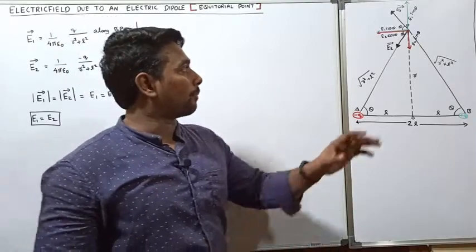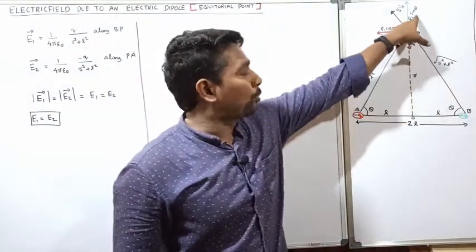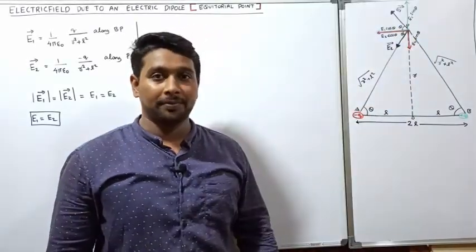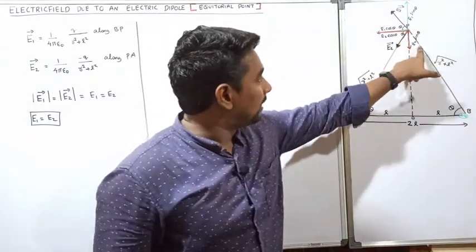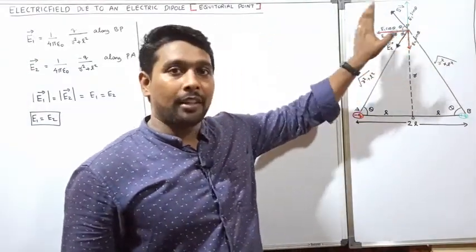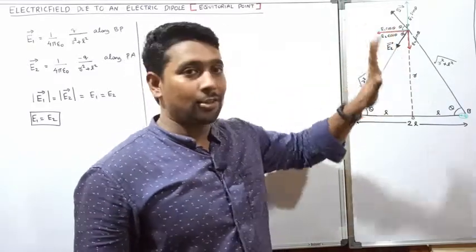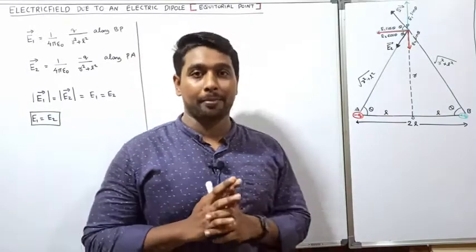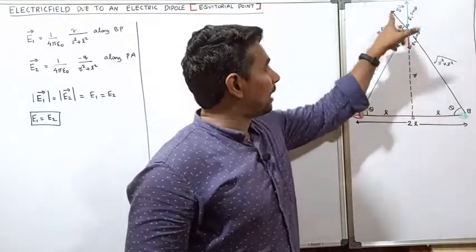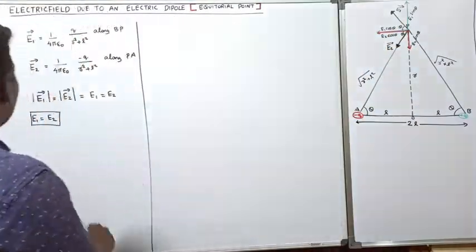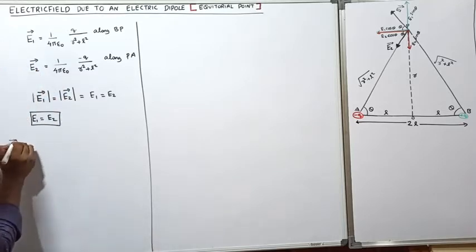Look at the figure, the components. Yes, these two components are equal and opposite. So what happens? Yes, they will cancel. They cancel each other. These two components are equal and opposite. Therefore, they will cancel each other. For these two components, E1 cos theta and E2 cos theta, they are parallel, so they will add up. So, in order to find the magnitude of the electric field, what we have to do? We have to sum these two.